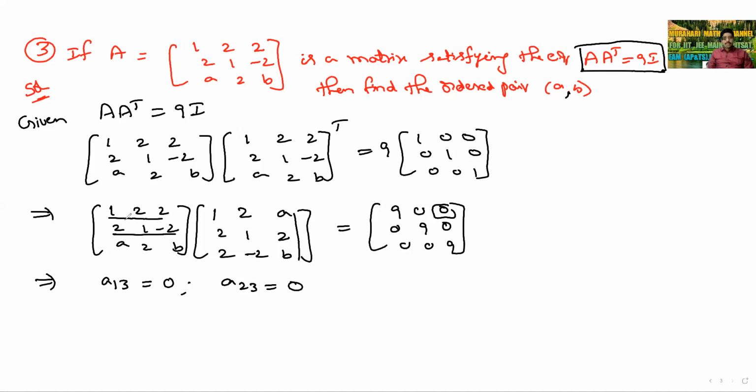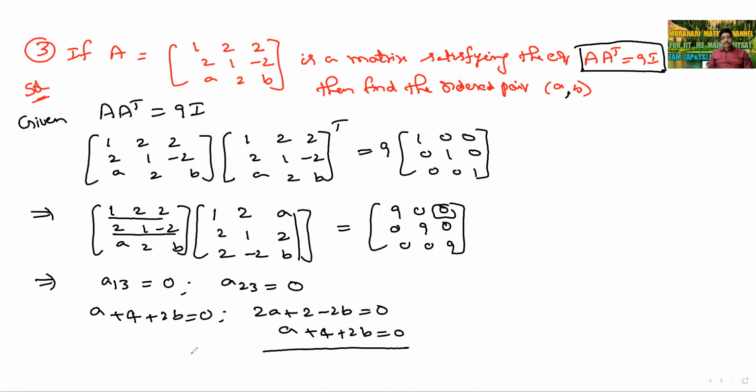Okay, so A13. Let us take two equations, A13: first row multiplied with the third column gives A plus 4 plus 2B is equal to 0. A23: second row multiplied with the third column gives 2A plus 2 minus 2B is equal to 0. That's enough, two equations. By using the elimination method, we have to find the A and B values.